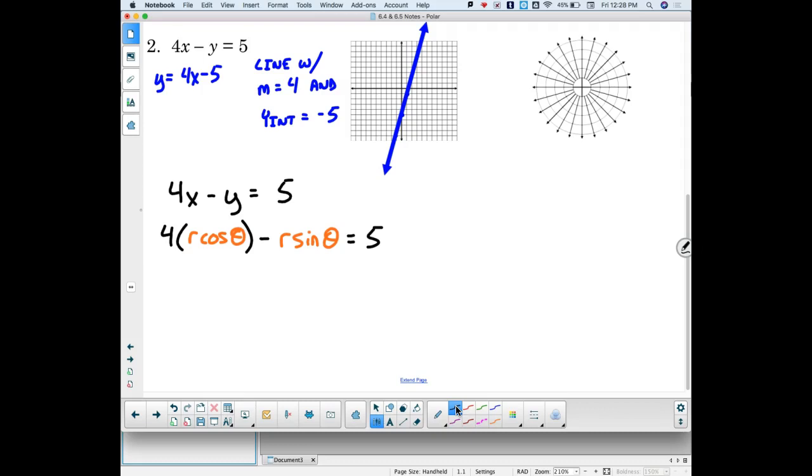Okay, so, what did you tell me I have to do now? Solve for r, because all of them look like r equals, right? So how am I going to solve this for r, using my Algebra 1 or pre-algebra skills?